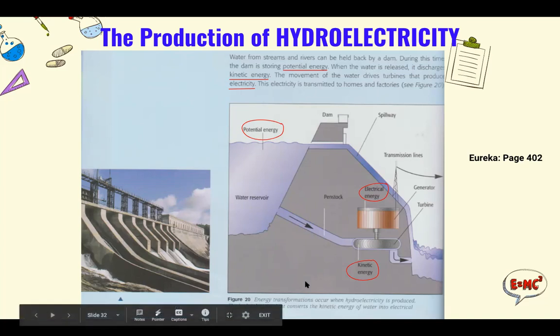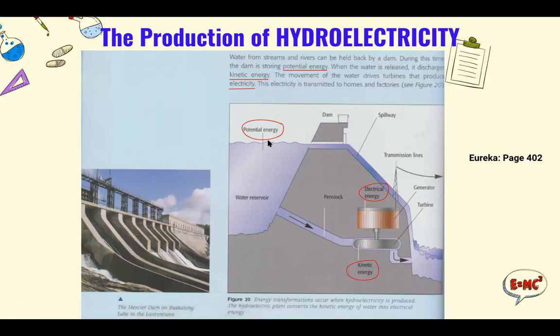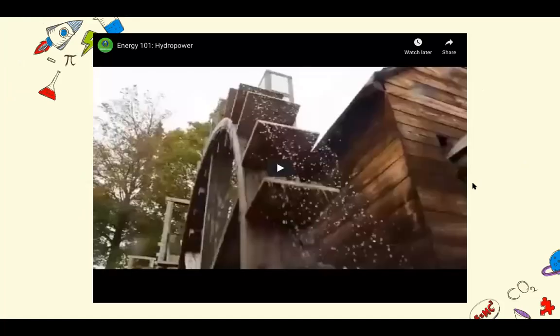So that's over here. Sorry, energy transformations occur when hydroelectricity is produced. The hydroelectric plant converts the kinetic energy of water into electrical energy. Right? So we see an energy conversion. Let's just watch a quick video.